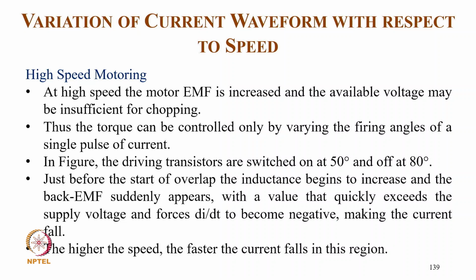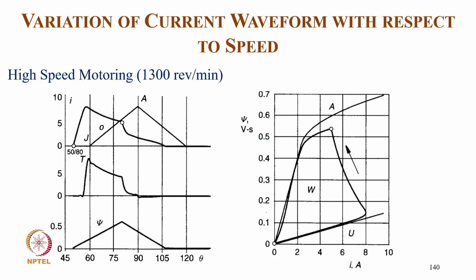So just before the start of overlap, the inductance begins to increase and the back EMF suddenly appears with a value that quickly exceeds the supply voltage and forces dI by dt to become negative, making the current fall. And the higher the speed, the faster the current falls in this region. And this is high speed motoring at 1300 rpm.